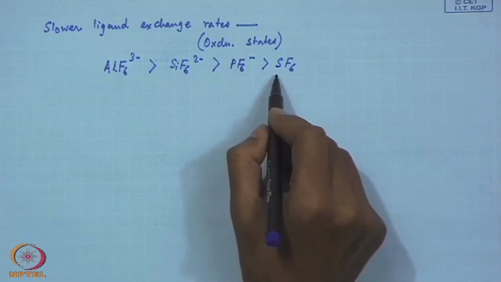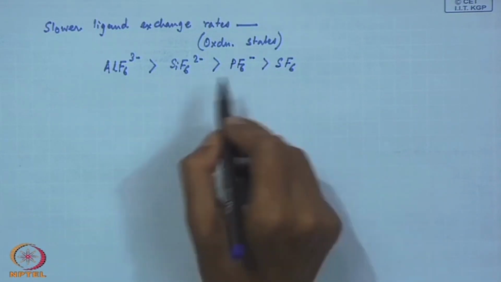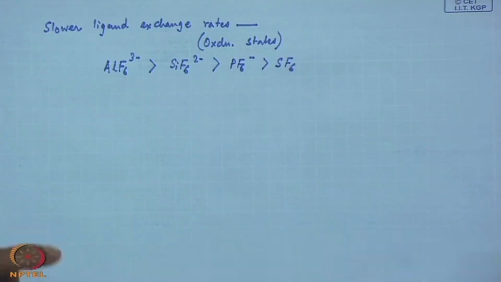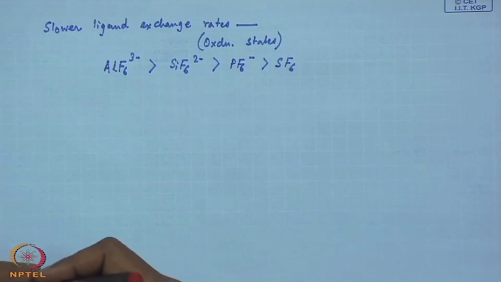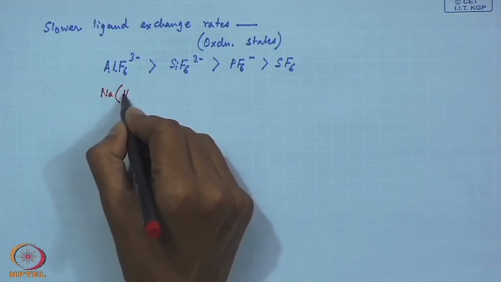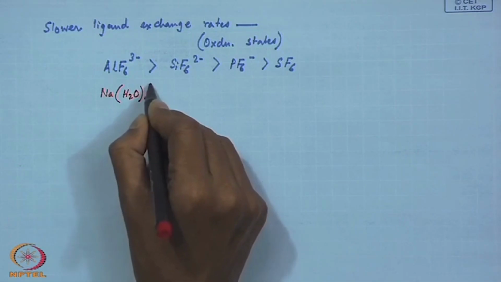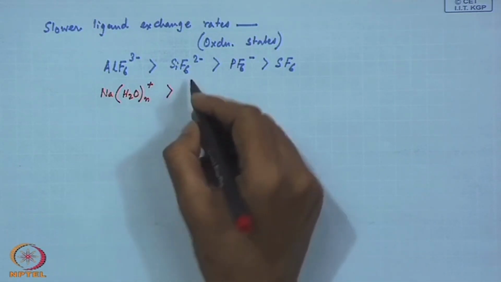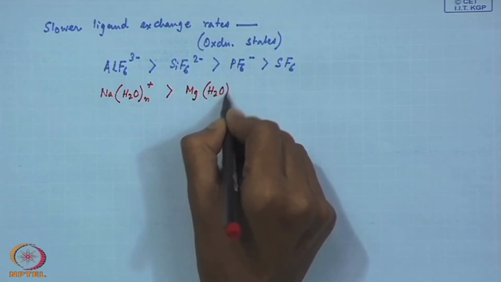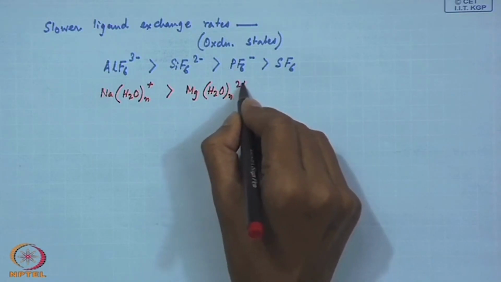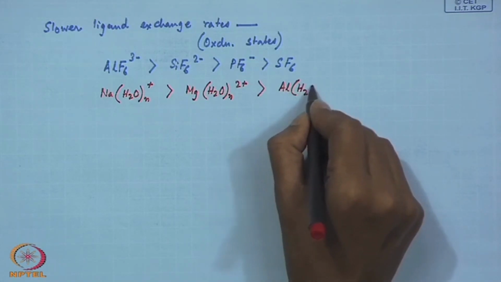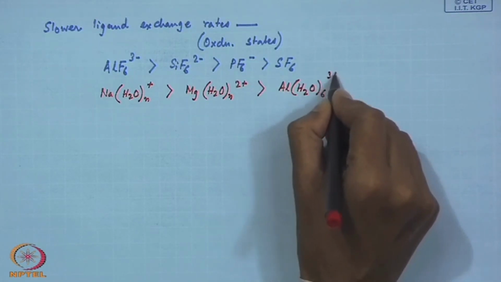SF6, where 6, 5, 4, 3. Where we have the higher oxidation state, the corresponding rate is also slow. Similarly, for the water exchange reaction, this can also change. For monocationic sodium, the rate is higher than that of our magnesium aqua compound, which is bivalent, and which is greater than that of aluminum 3 plus.